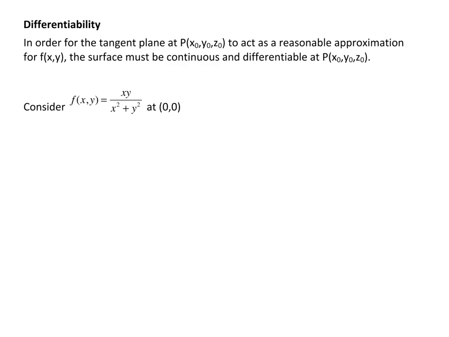Now, in order for the tangent plane at this point, x naught, y naught, z naught, to act as a reasonable approximation for f(x, y), the surface must be continuous and differentiable at that point.